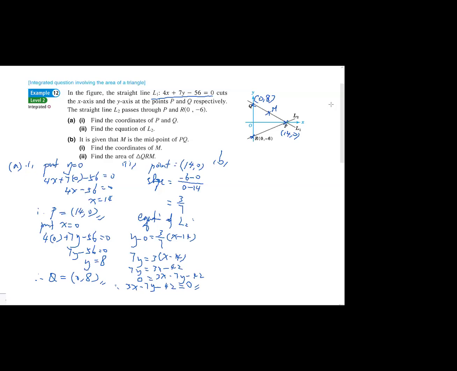We have learned how to find the coordinates of the midpoint, right? So in part 1, we are going to find the coordinates of M. It is directly calculated by the midpoint formula: adding the x coordinates together and dividing by 2, and then adding the y coordinates together and dividing by 2. You'll find that it is equal to (7, 4). So that is the answer of B1.